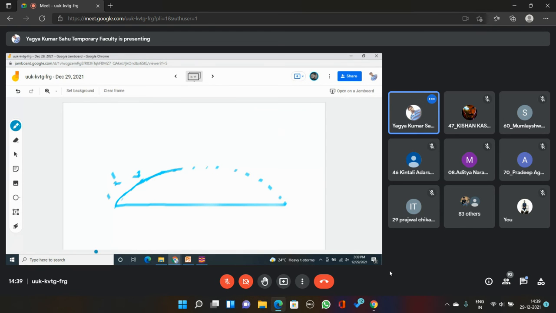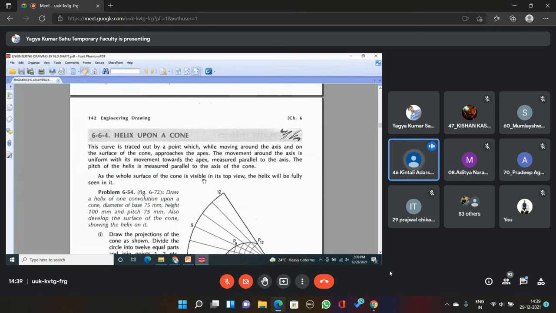Any other doubt now? Sir, one example of scale of chord. One example of scale of chord.